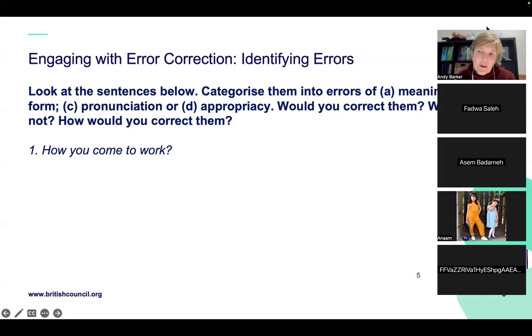Imagine they're doing a pair work activity and you have student A and student B, and they have a list of questions with prompts to ask each other, and the other one has to answer. Would you correct them when you're monitoring, going around the classroom and monitoring the students? Would you correct this or not?